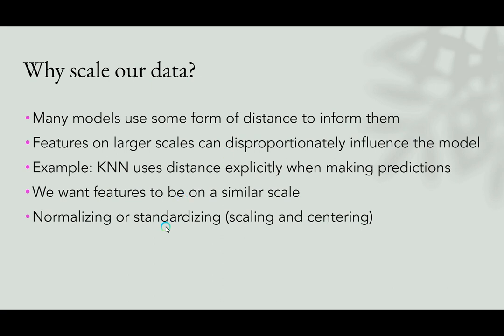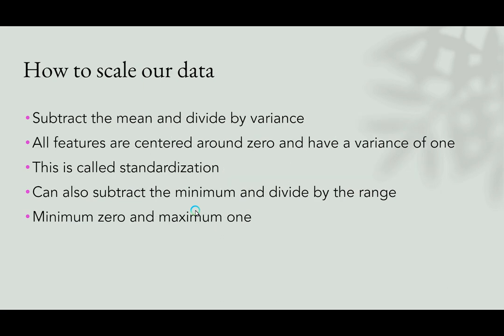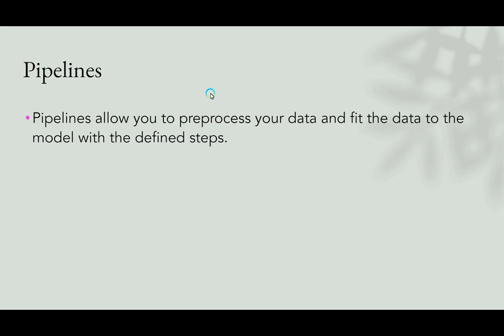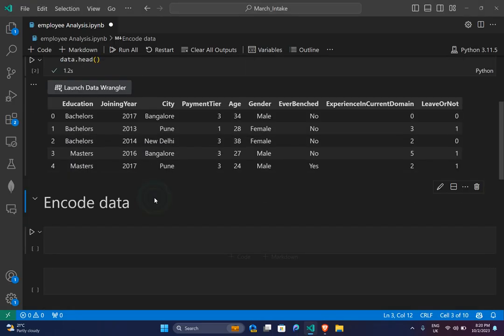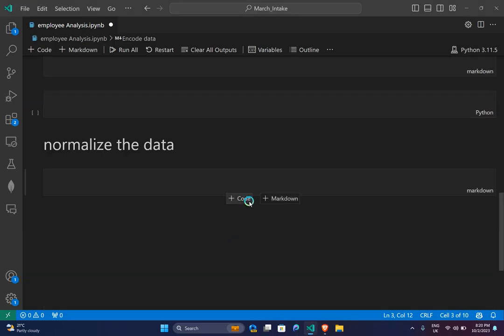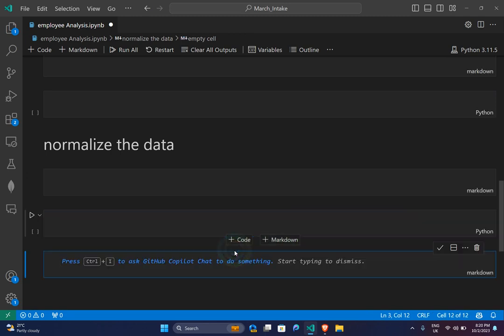So how do we sort this? We normalize or standardize the data, which is normally called scaling and centering. We have different ways of scaling. We have min-max scaling and the other. We will discuss that. And the last thing we do is we create pipelines. On the practical part, I'll show you how we create pipelines. That should be our last part here. So, pipelines.